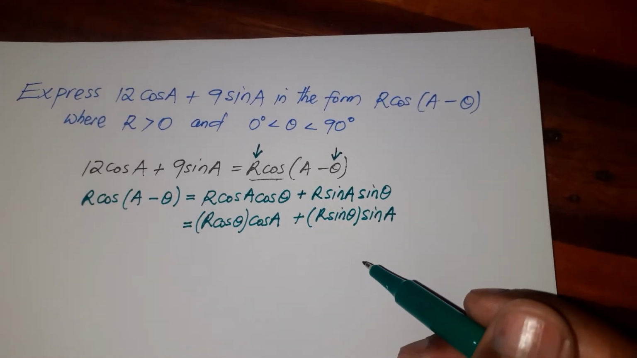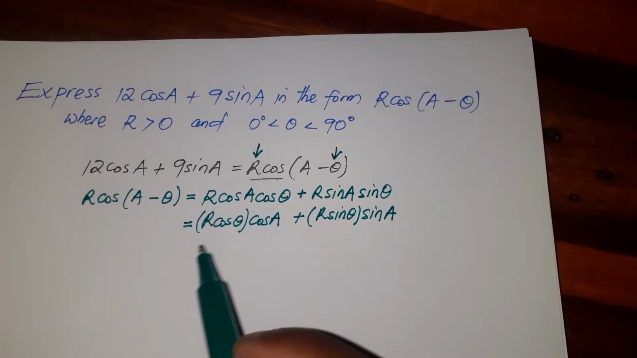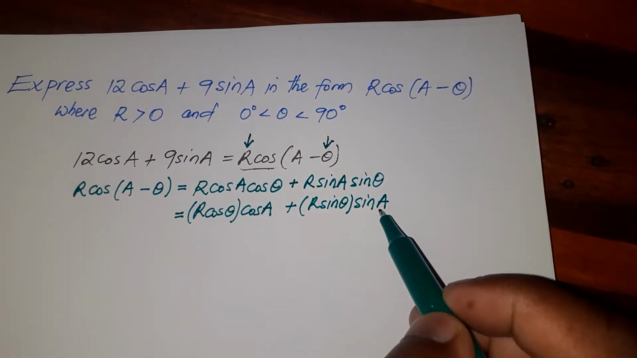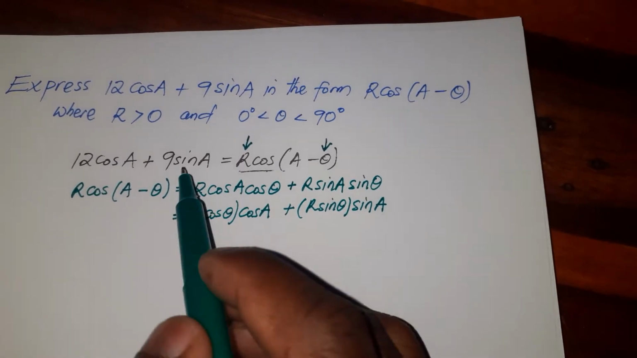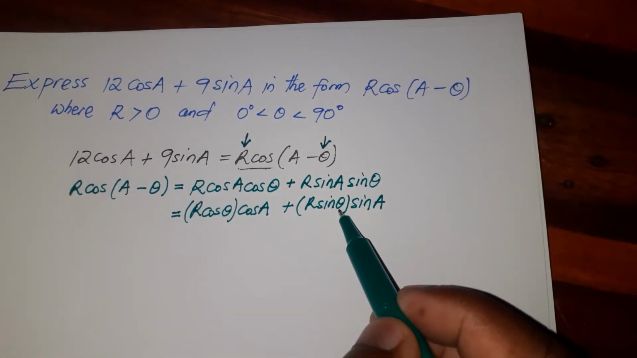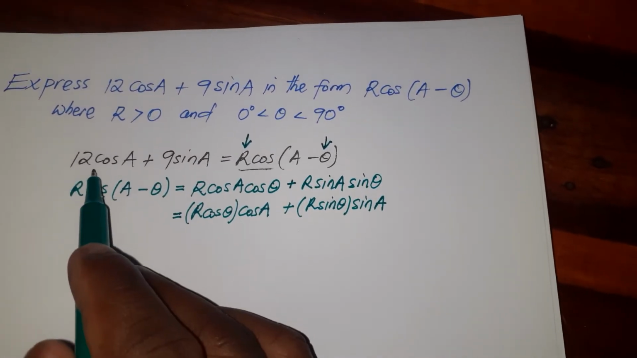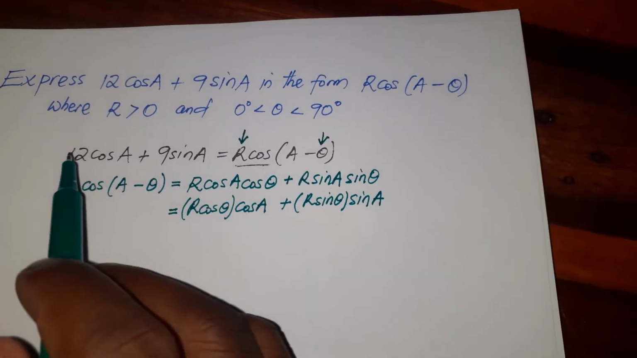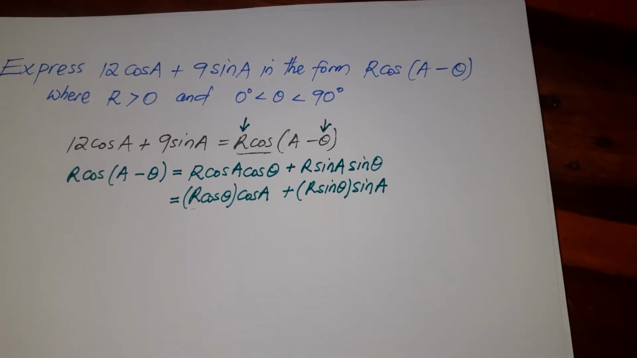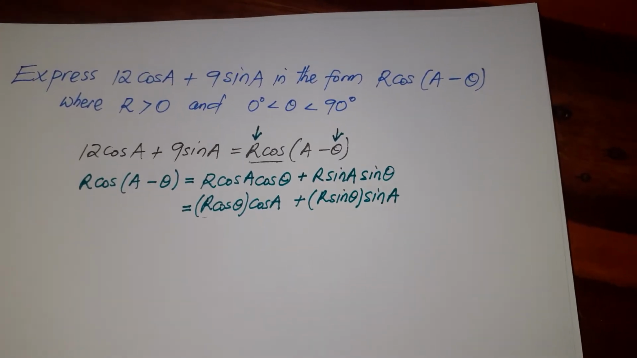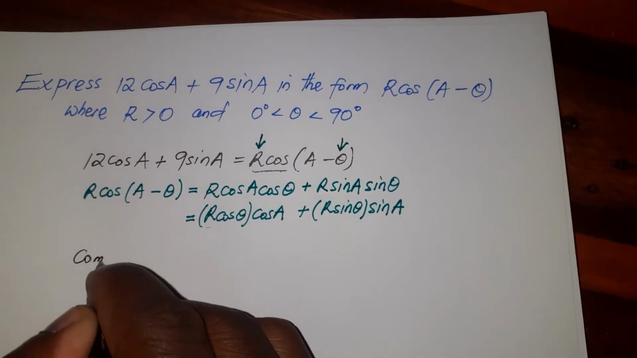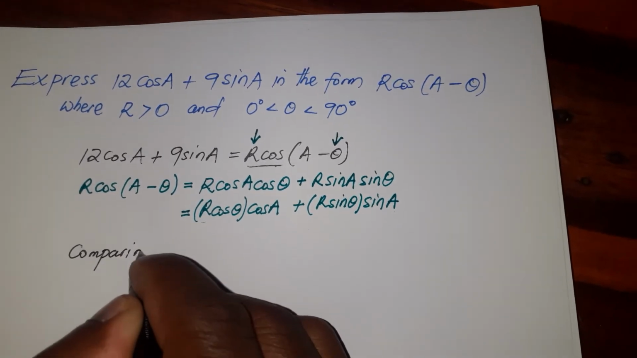Now the reason why we are doing that is because, remember, we are saying that this is equal to that. Then it means our sine A, we have our sine A here, therefore 9 is equal to this coefficient of sine A. The same here, our cosine A is what we have here. Then 12 is equal to our coefficient of cosine A. Now what we are going to do, we now have to compare. Comparing coefficients.